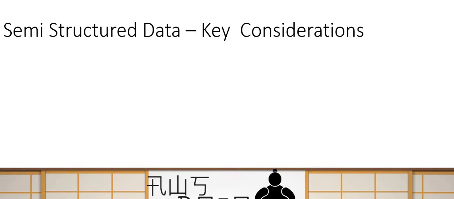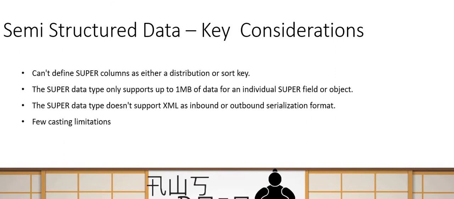Now there are certain limitations and considerations you should be aware of. I want to highlight a few here. First, your super column cannot be a distribution or sort key. You cannot use a super column for distribution and sort key, because your super column is not holding a value, but basically a JSON document or string. So it cannot be used for distribution or sorting purposes.